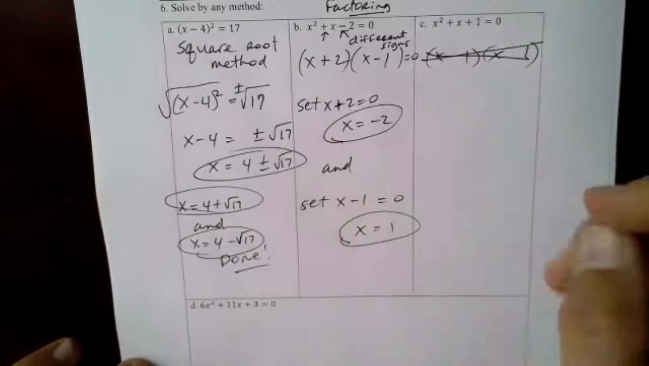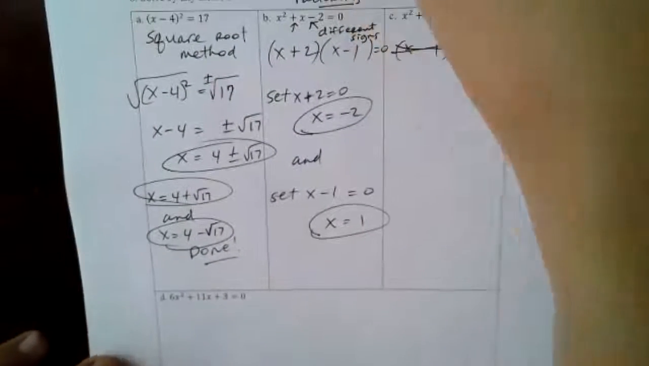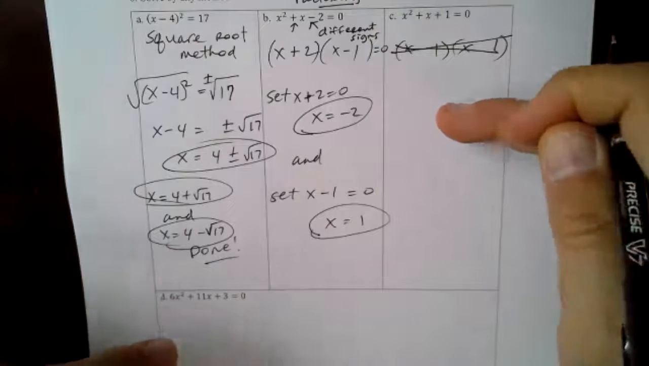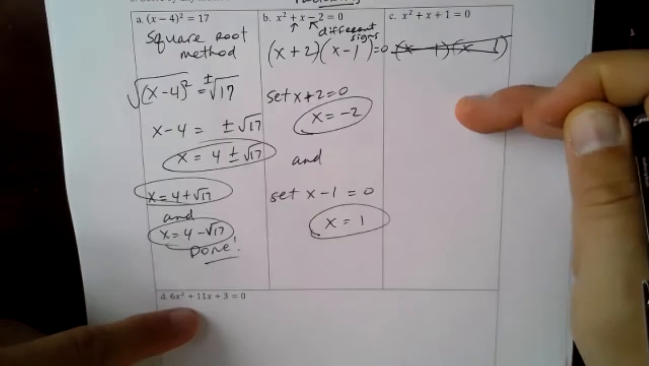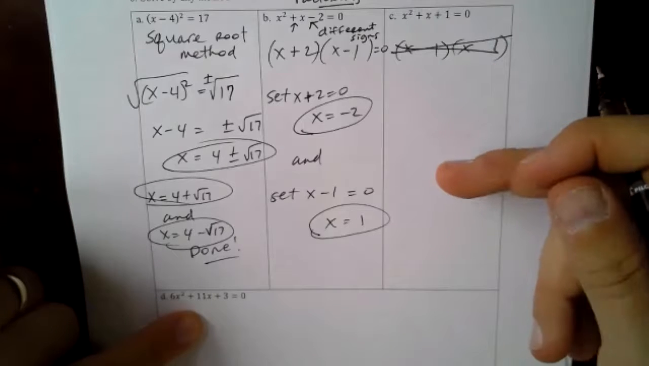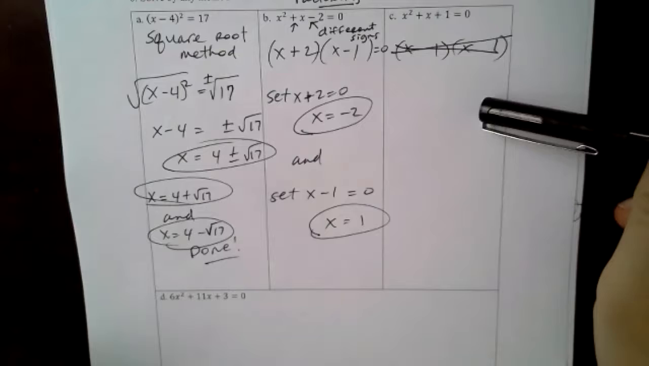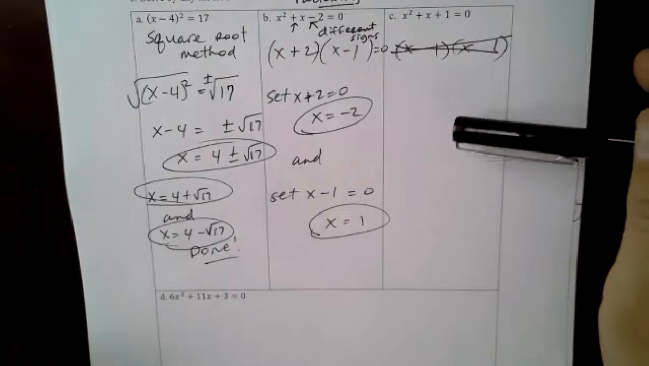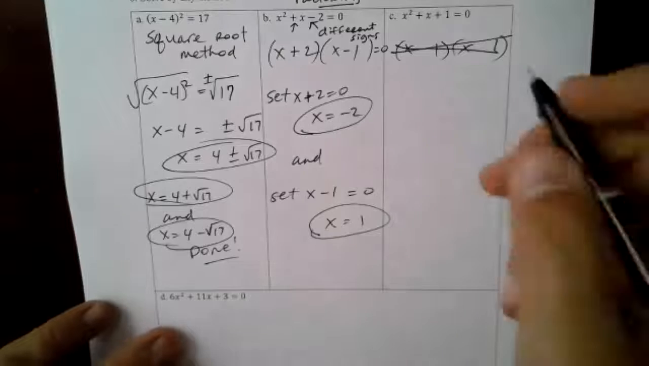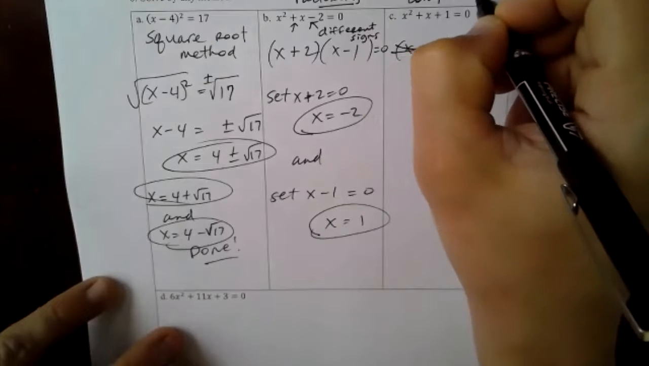That's square root method and factoring. One of these two right here is going to have to be done by the quadratic formula. Now notice that neither one of these is done by grouping. So we'll do one of these by the quadratic formula, and the other we could try completing the square. You know what? Let's try completing the square on this one here.